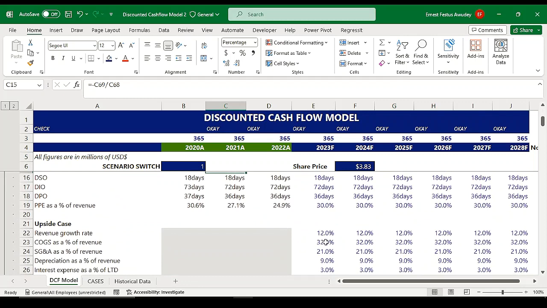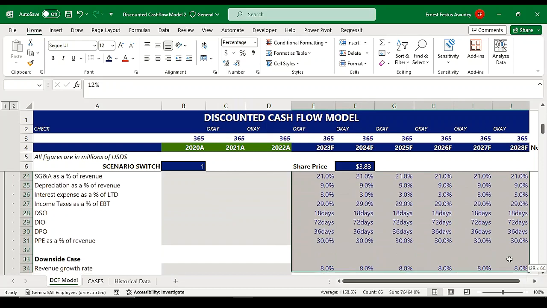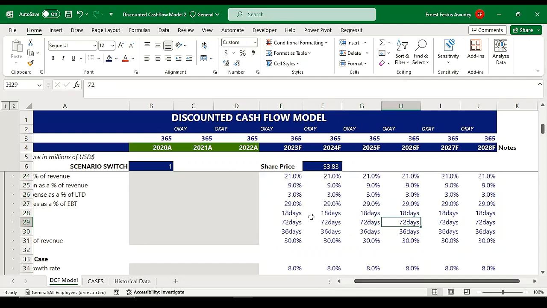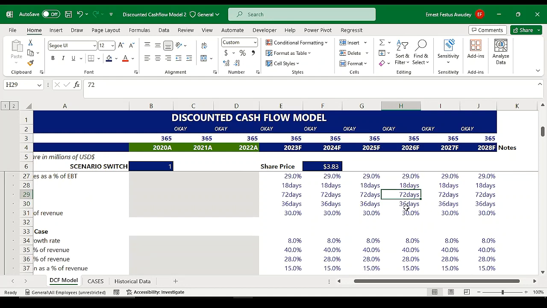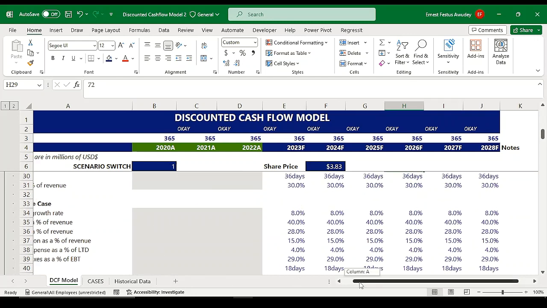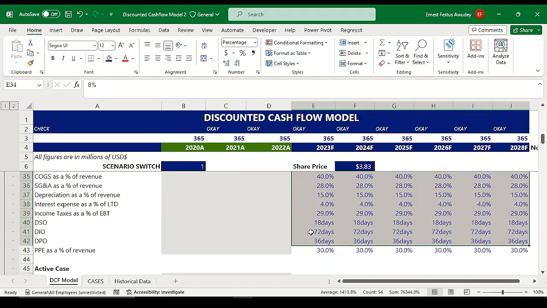Then from the base case, we adjusted them to get our upside case. So in case everything works well within the forecast period, we can say that this is the best case scenario. If everything goes according to plan, this is what we are expecting to achieve within the forecast period. And then the same applies to our downside case. In case things get worse, this is what we are projecting our finances to be.